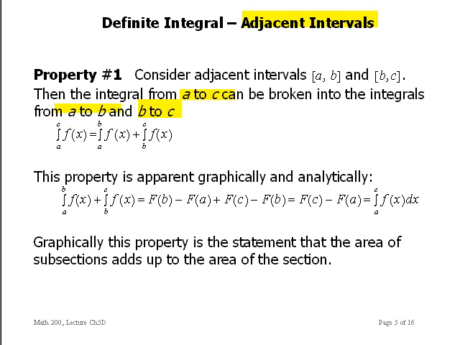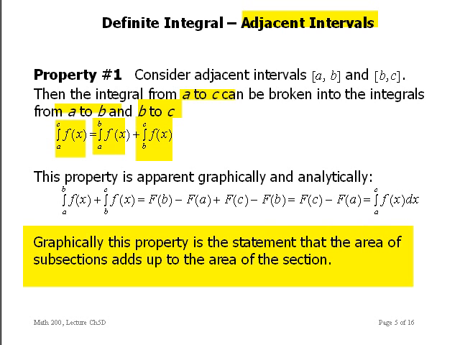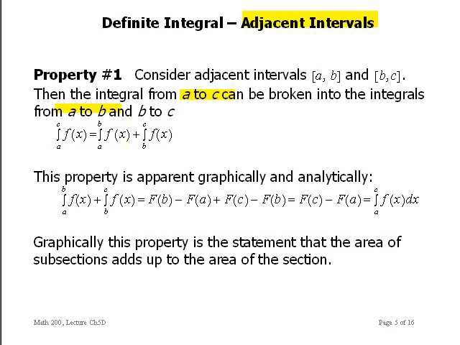So I'm integrating from a to c. I can just go from a to b and add to it the result from b to c. Graphically, this just says that adjacent areas of adjacent subsections add up to the area of the section. So we can look at this also analytically to see if it holds. Here's the integral from a to b. To perform this integral, I find the primitive, F, evaluated at the upper limit, subtract the lower limit. So I've got F of b minus F at a.